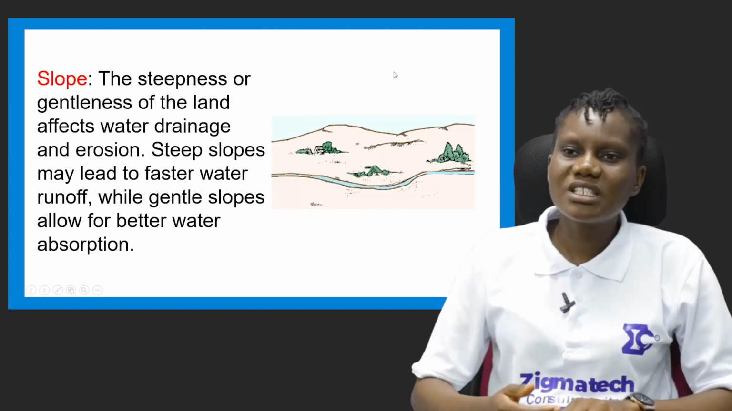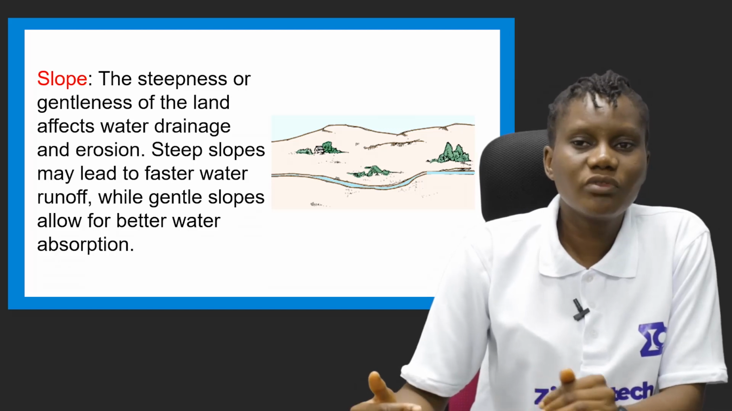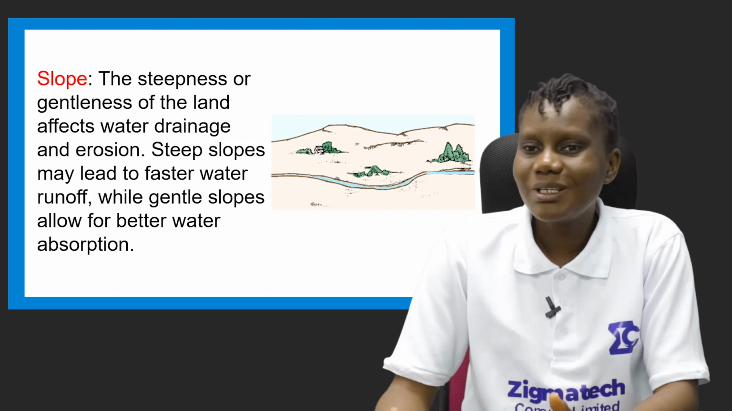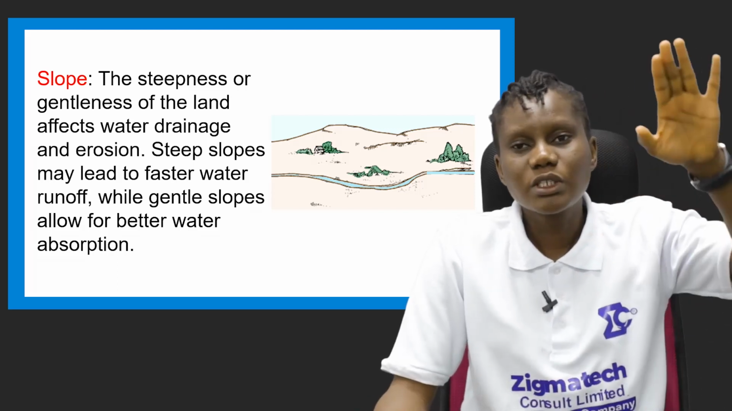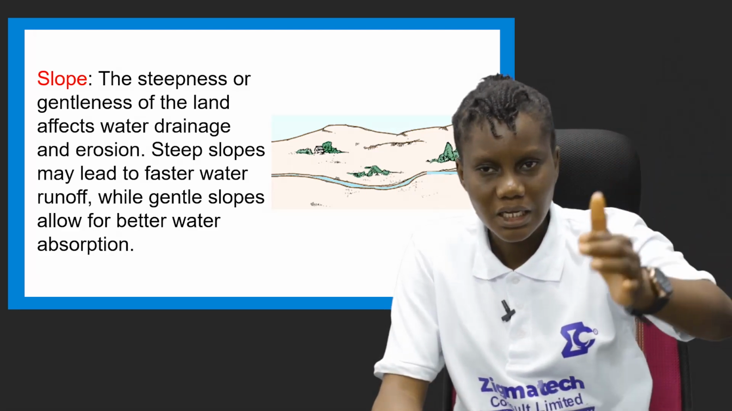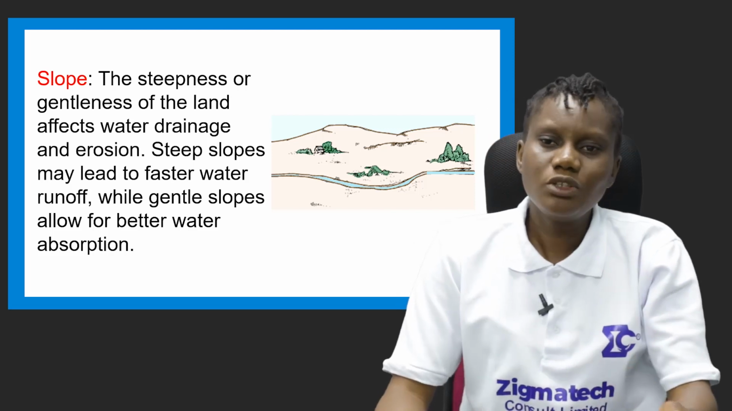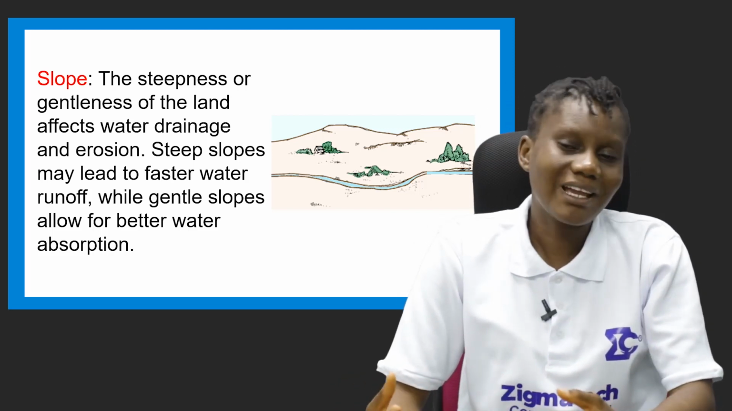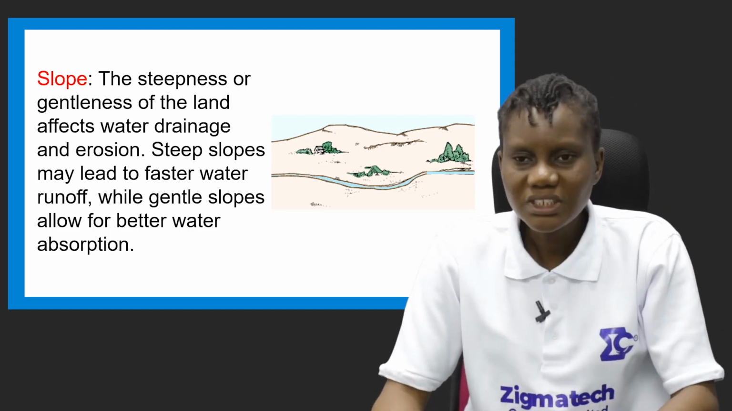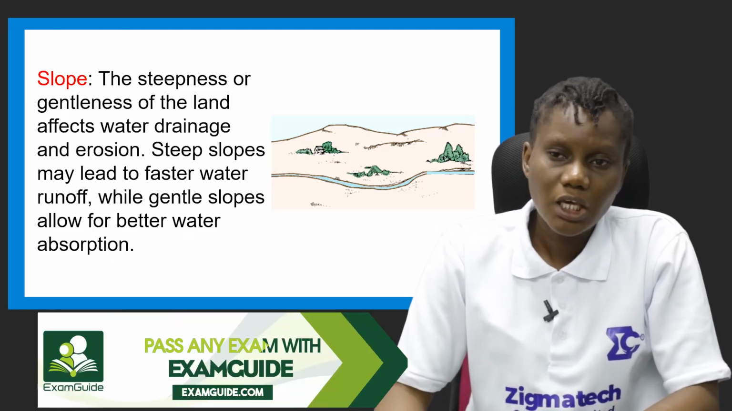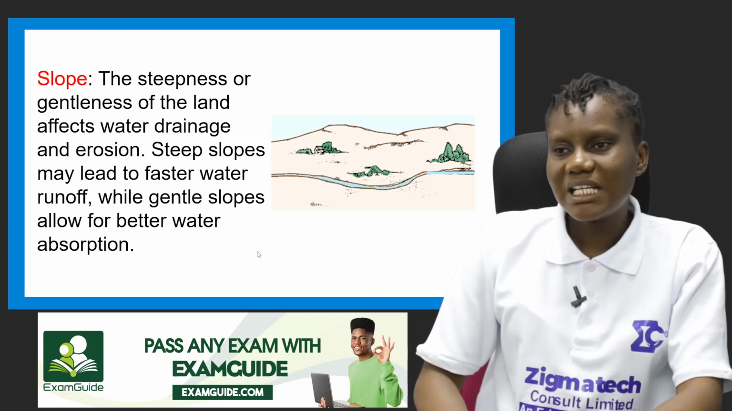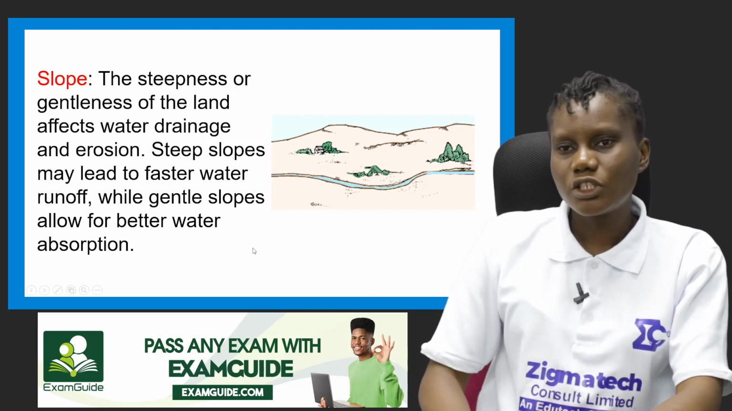So we're looking at slope. The steepness or gentleness of the land can affect water drainage and erosion. Steep slopes may lead to faster water runoff. When you have a sloping land, water runs faster, and as water runs faster, the soil cannot absorb enough water. But where you have a gentle slope and the water runs more slowly, the soil can absorb enough water that will be readily available for plants' usage.